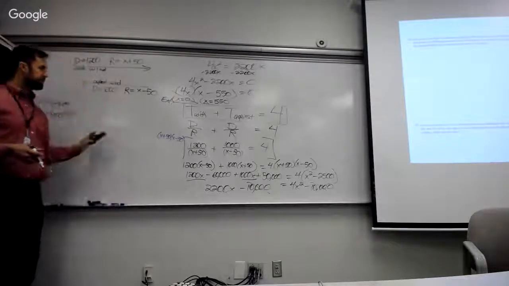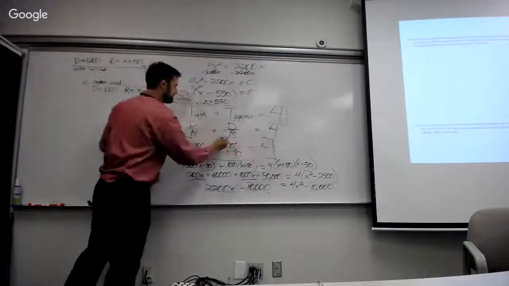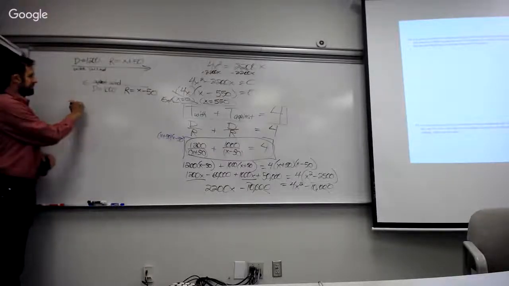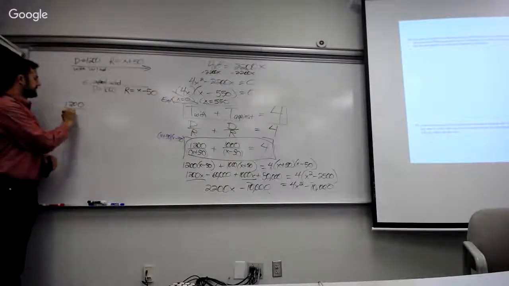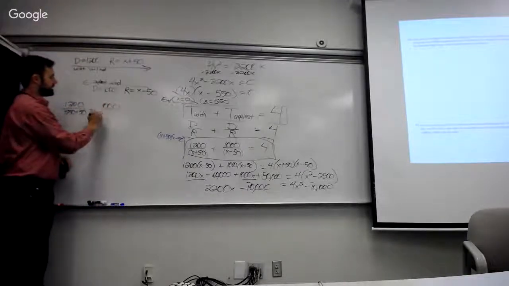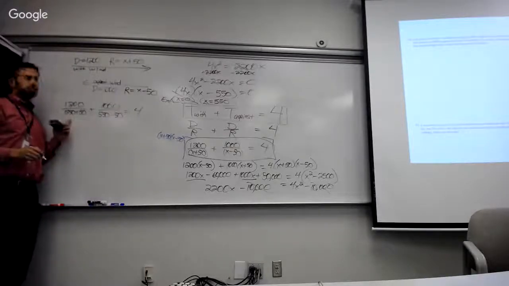Yeah, you plug it in to where? The original. The original, always the original. So let's just do a quick check. If I put 1,200 over 550 plus 50 plus 1,000 over 550 minus 50, does that equal 4?